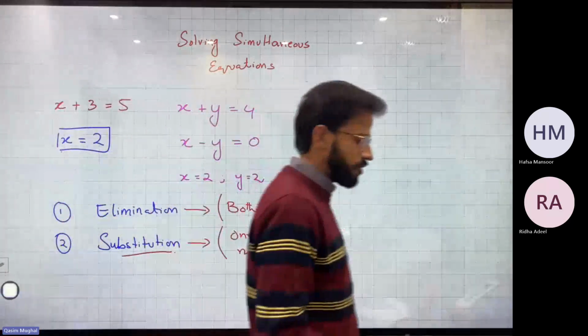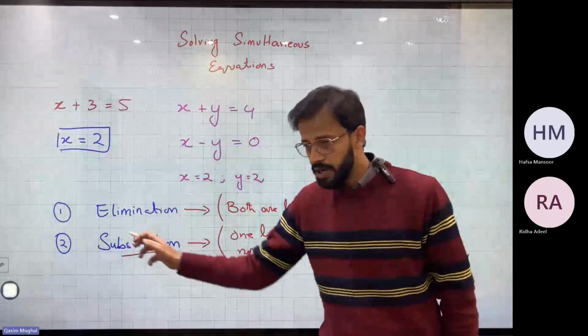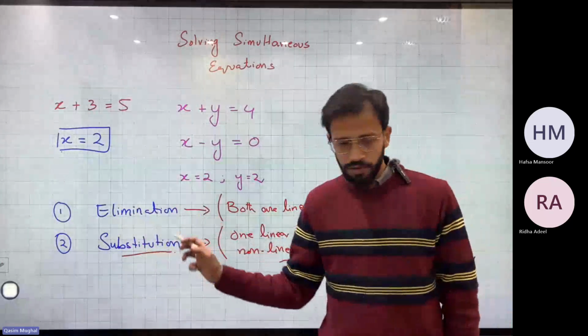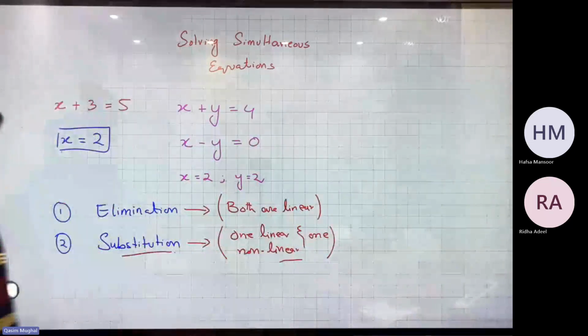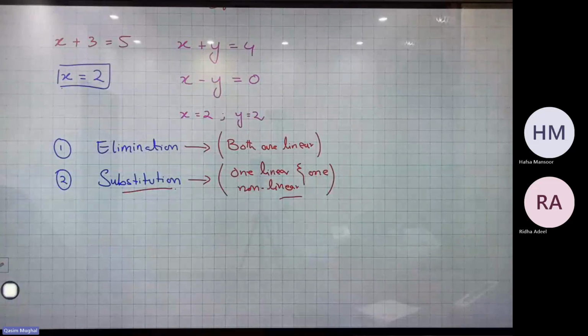You won't be able to do that otherwise. If you have different powers, different degrees of the two equations, it will be very hard to solve it using the elimination method. So for that, the substitution method is recommended. So I'm going to solve one question here just to give you an idea how to go about it. You have done this before, so just a quick go through.